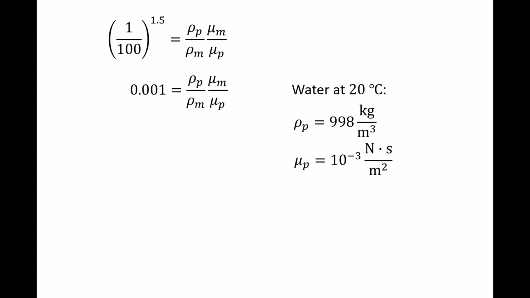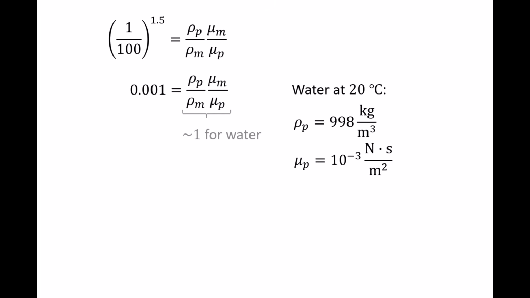Now, we could alter the absolute viscosity and density of the water in the model a little bit by heating or cooling the water, but the density and viscosity won't change by the several orders of magnitude needed to meet the Reynolds number similarity requirement.